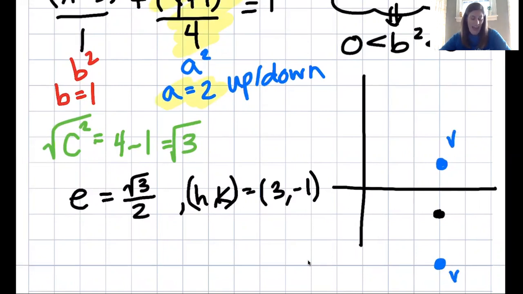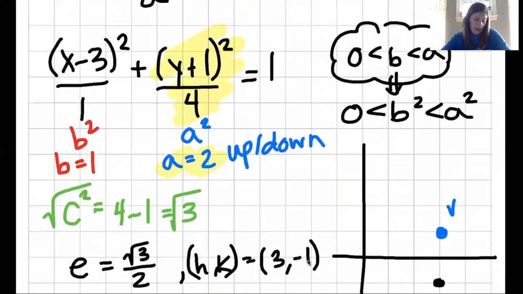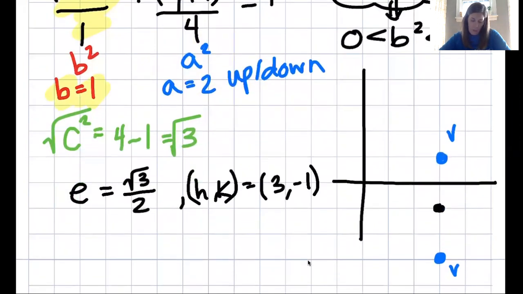Okay. And then b is underneath the x. So x is horizontal. So I'm going to switch it over to red. And then I'm going to go back to my center and go right 1 and left 1. And I have those 4 points on the outside, so I can draw my ellipse or my oval shape.